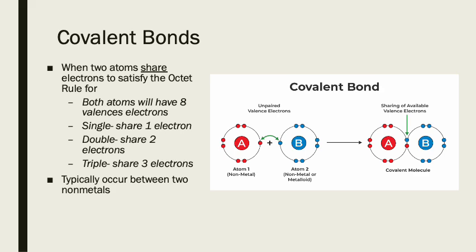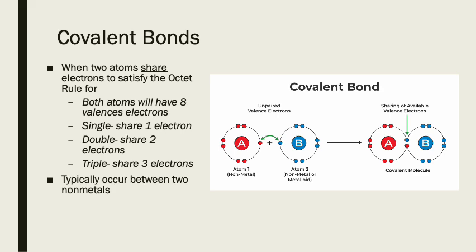If you look at this picture, element A, whatever that is, it doesn't show us the nucleus, so I have no idea what it is. It has 7 valence electrons. So does atom B, 7 valence electrons. They both need one more to satisfy the rule of 8.